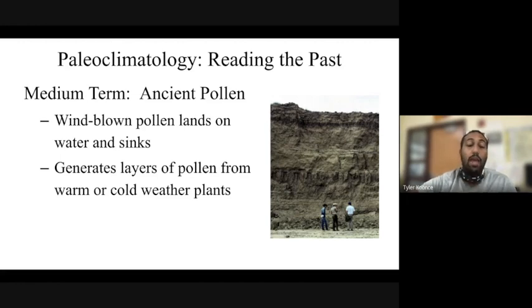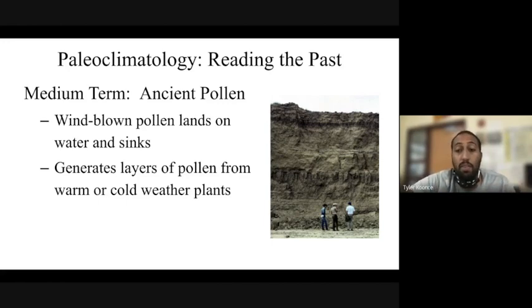But what happens is the pollen will get blown around, then it will sink in water, and it will become like a layer in the bottom of the lake or something like that. And with that layer, we look at the different pollen and what type of plants they're from, and that will tell us what the climate was. So if it's from mostly warm weather plants, we can assume that it was a warm weather climate. If it's cold weather plants, cold weather climate.